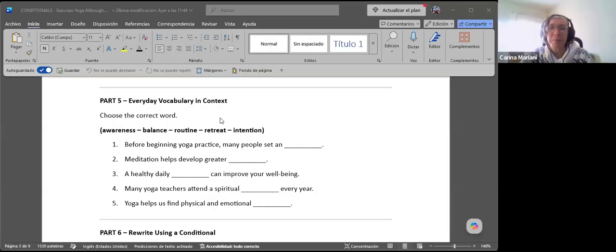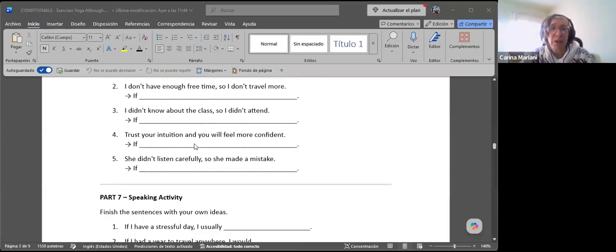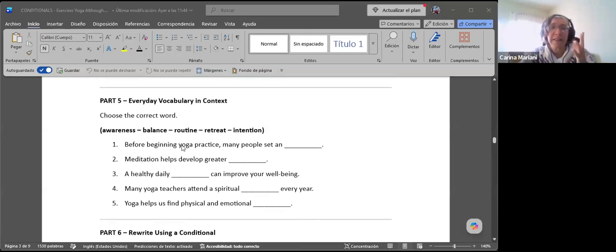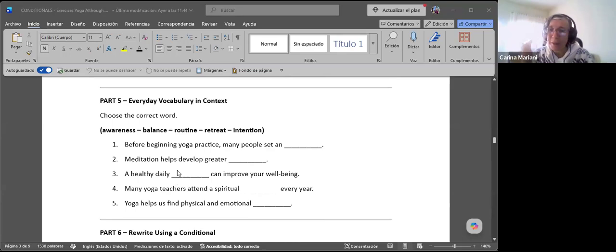We can, at first, review and do a couple more exercises, like the one that we started last week, to practice a bit more the conditionals and this vocabulary we began to see, dealing with yoga practice and routine. And then we will watch the video of Rupert Spira. We won't do all the exercises, just a couple to refresh a bit and to practice the conditionals that we saw last week.